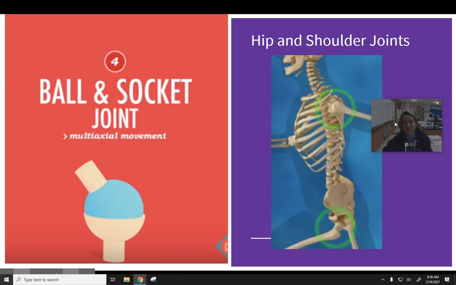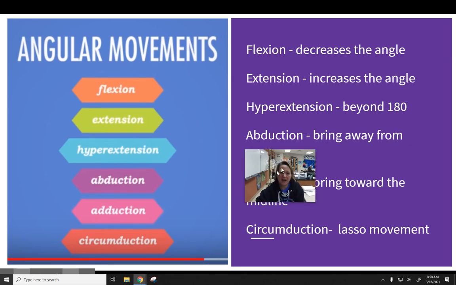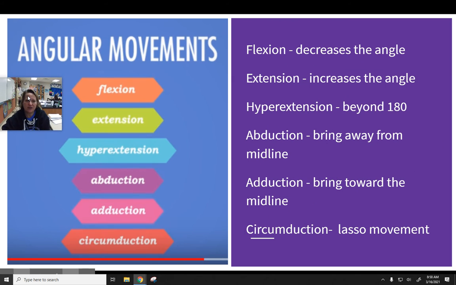Ball and socket, I'm sure you're most familiar with that. That's your shoulders and your hips. And the last thing we're going to talk about is those movements, and that's what we're going to continue with tomorrow. Flexion is when you're decreasing the angle. So you're measuring this angle here. Decreasing the angle is flexing. Increasing the angle is extending. Hyperextending is going beyond 180. We can't do it in our elbow, but we can do it in our head. So going beyond 180.